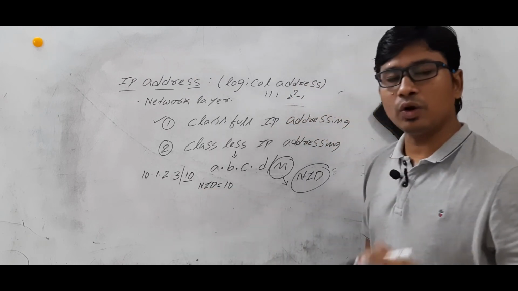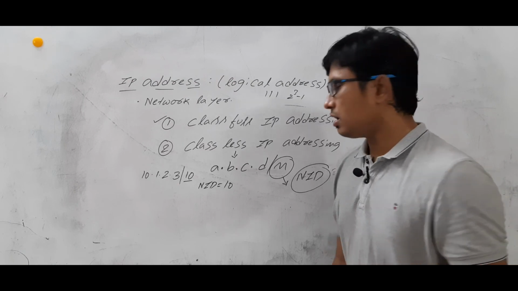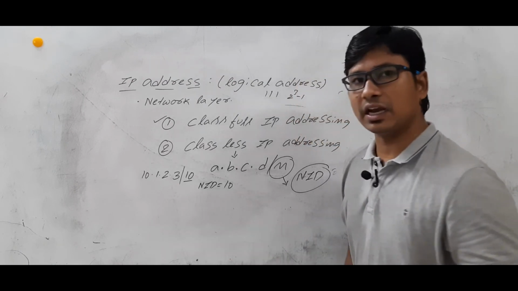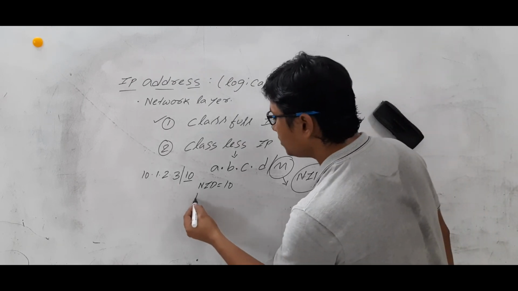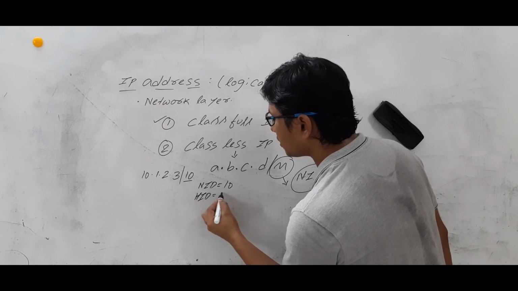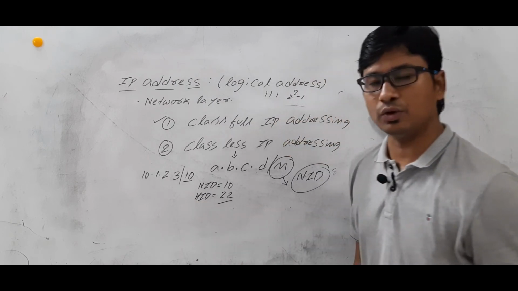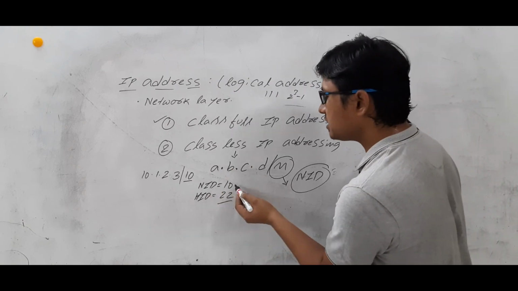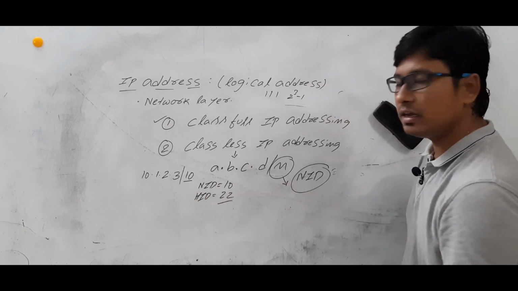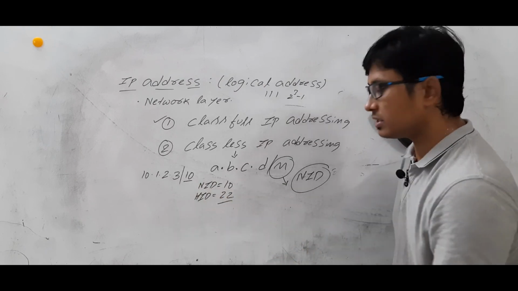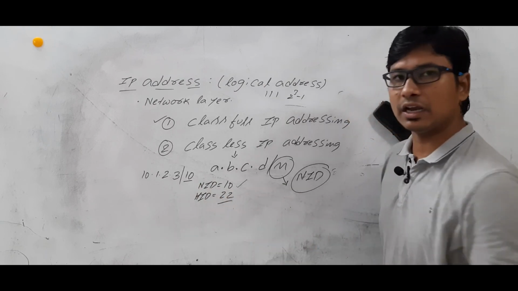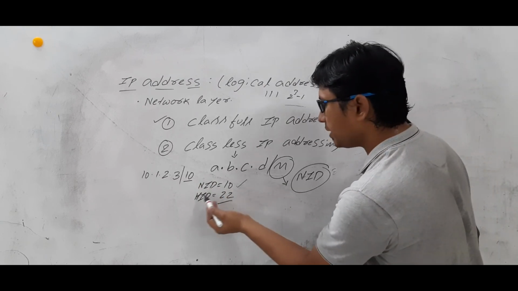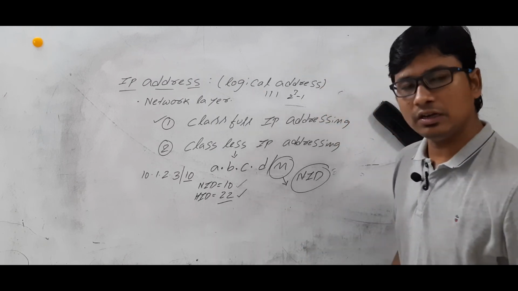Now you have 32 bits in total. Out of 32 bits, 10 bits are allocated for the network ID. How many bits are there for the host ID? The remaining 22 bits are for the host ID. So if it is a classless IP address, you can easily identify by seeing this N. This N value tells how many bits are allocated for the network ID, and the remaining bits are allocated for the host ID.